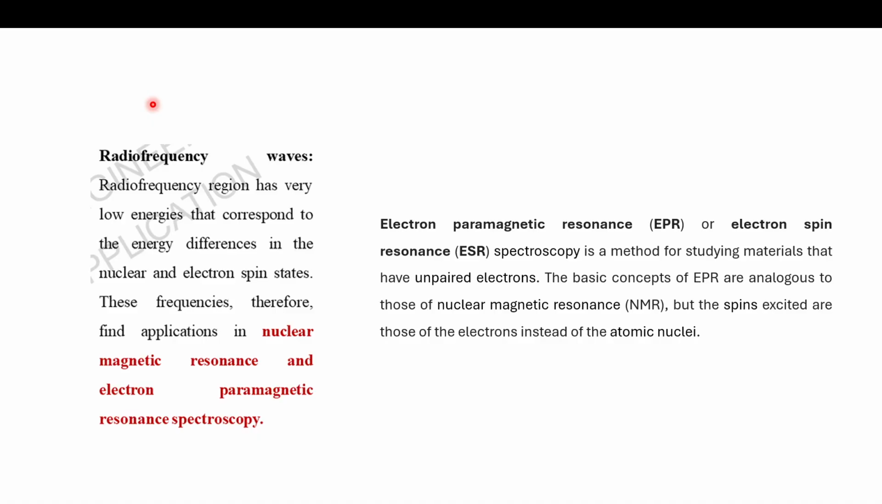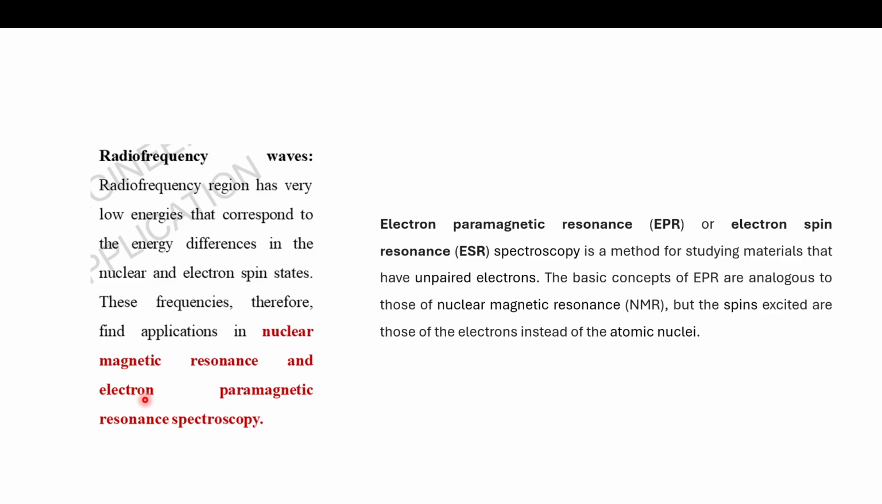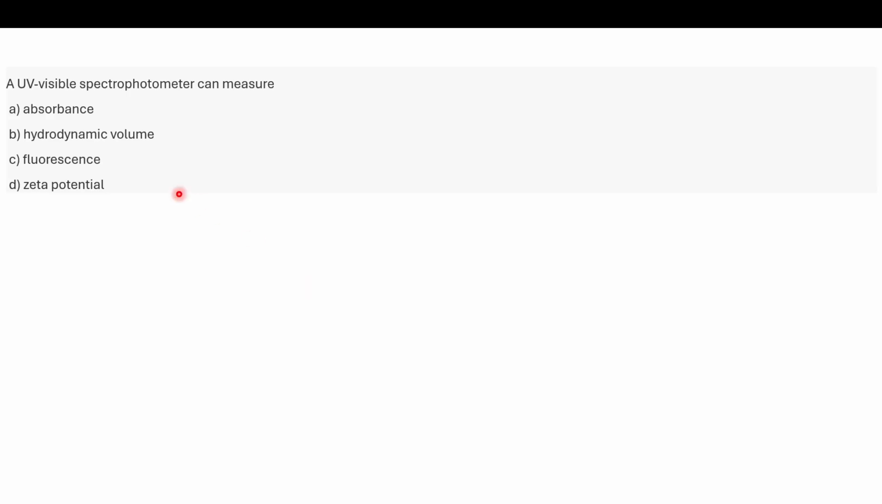So, sorry, for the previous question, the answer will be: electron paramagnetic resonance spectroscopy uses radio frequency waves. Okay, because these correspond to the energy differences in the nuclear and electron spin states. Okay, so a UV visible spectrophotometer can measure absorbance or optical density.